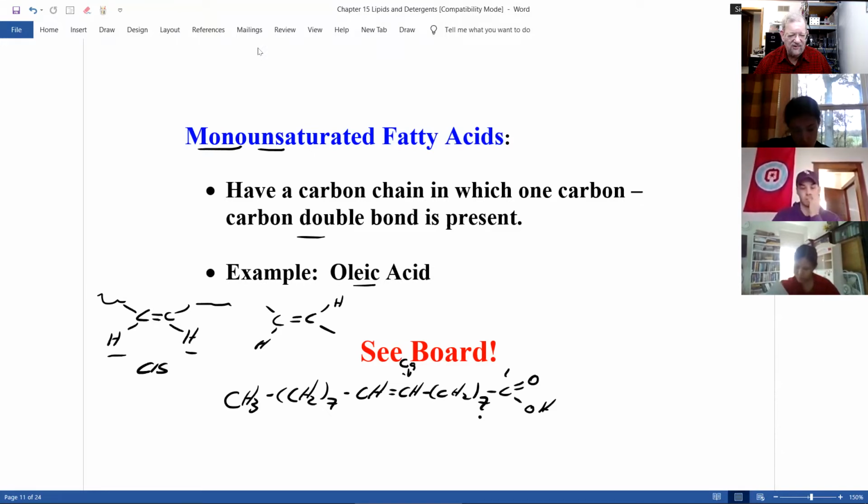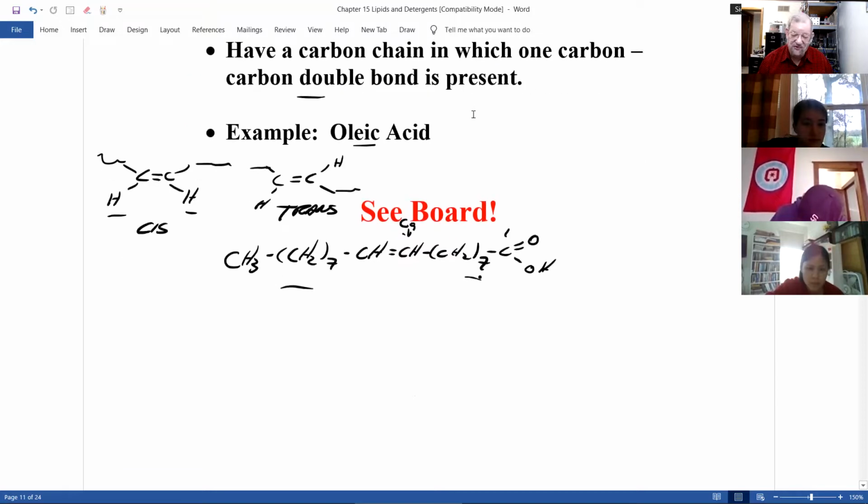And the hydrogens on the double bond, and the squiggly line is the rest of this stuff on either side, are on opposite sides, and that's trans. So that double bond can be either cis or trans or a mixture.